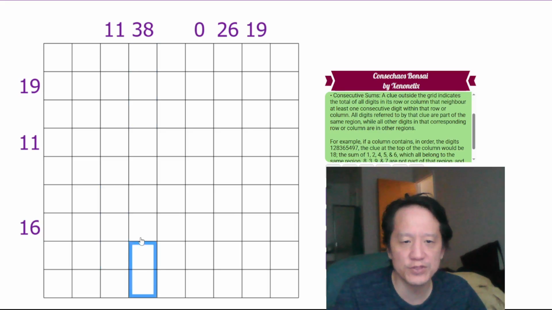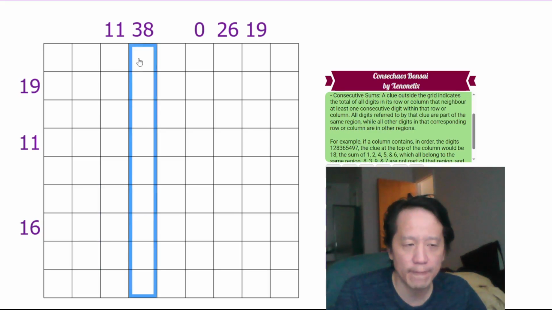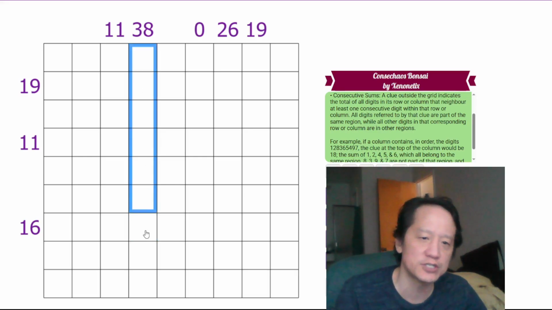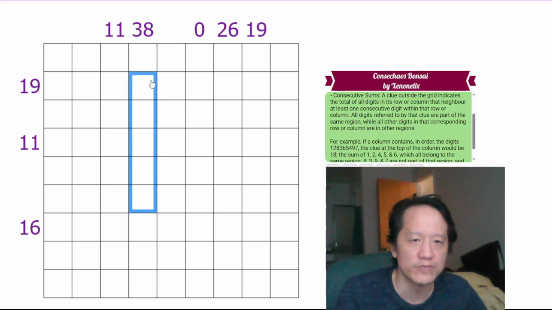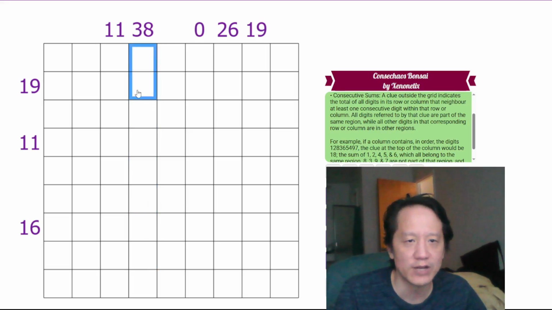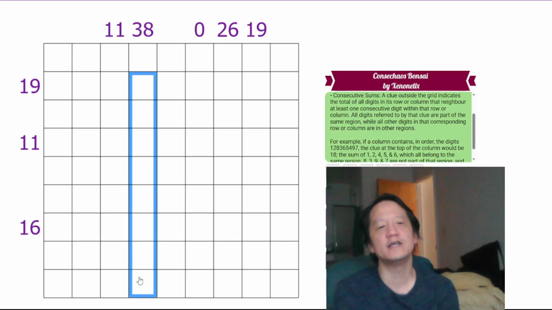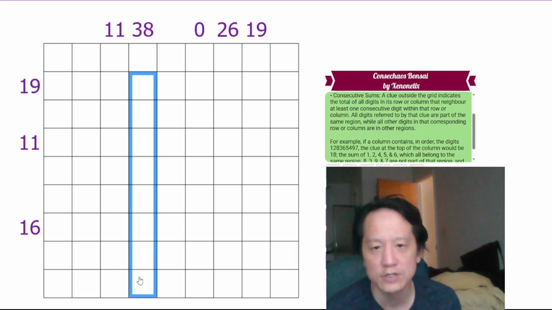This adds up to 38, and those all have to be part of the same region. So if we're missing just a 7 here, there's no way these can all be part of the same region, because 7 would not be part of it, so you'd have to go something like that, right? I guess it could be 7 here, though. Oh, that's interesting.